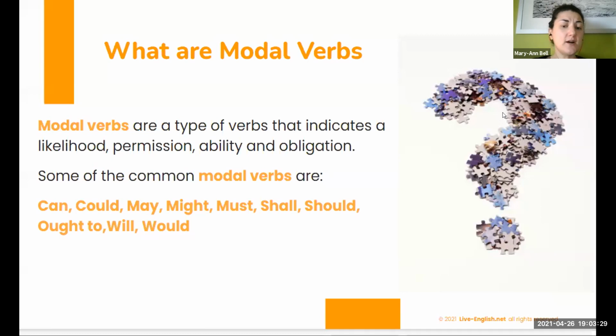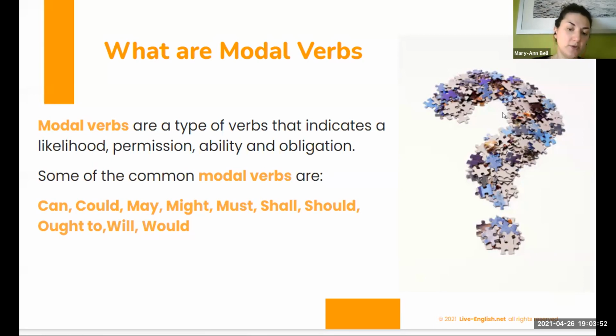So modal verbs are types of verbs. Okay, they're kind of auxiliary verbs. Okay, they never stand alone. You always need another verb with it. Okay, and they indicate things like likelihood, so probability, possibility, permission, ability, and obligation.